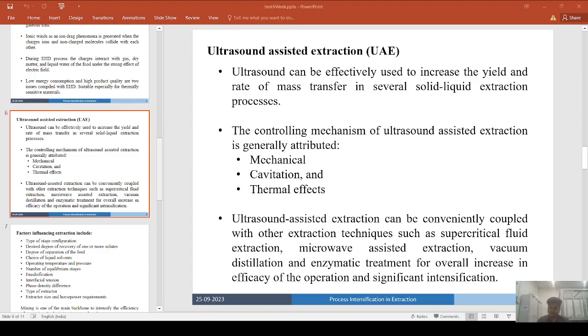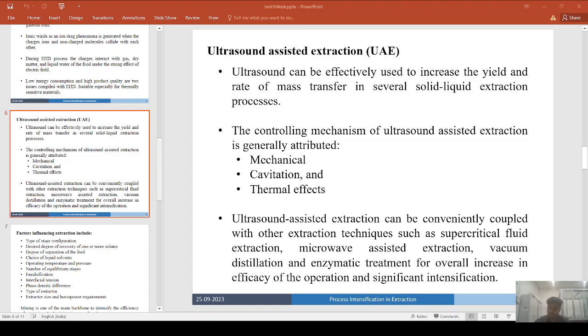So yeah, the controlling mechanism of ultrasound assisted extraction is generally attributed to mechanical cavitation and thermal effects, which can result in the disruption of the cell wall, particle size reduction, and enhanced mass transfer across cell membranes.